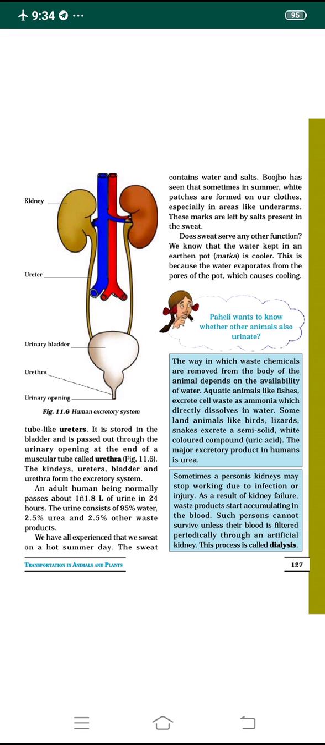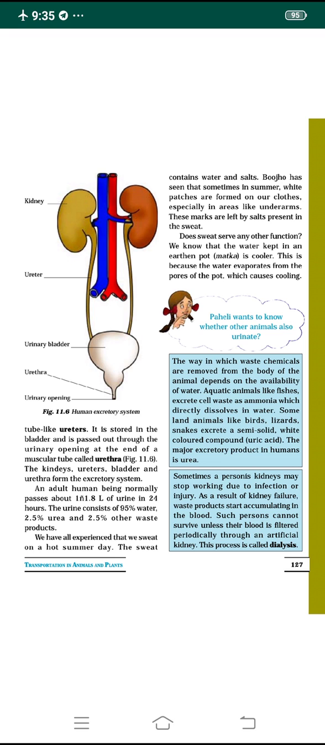We have seen that sometimes in summer, when we wear a shirt or any kind of clothes, we find white patches formed on our clothes, especially in areas like the underarms. On a hot summer day, if we go out and come back, what are these marks? These white patches are marks left by the salts which are present in the sweat. We sweat in that particular place, under the arms.